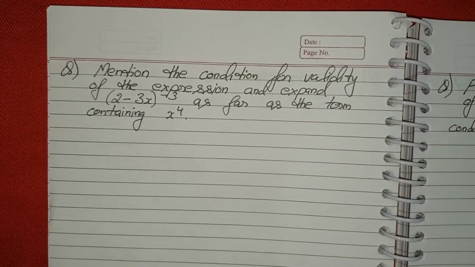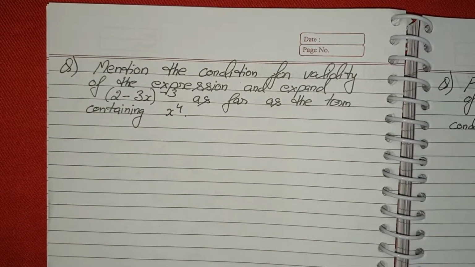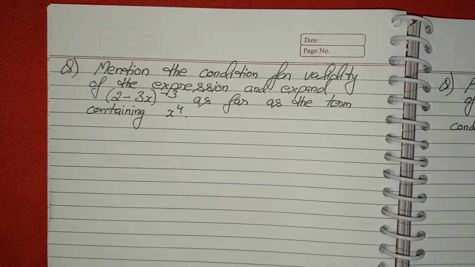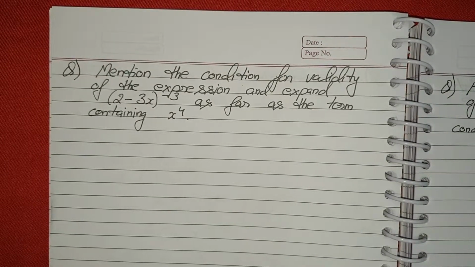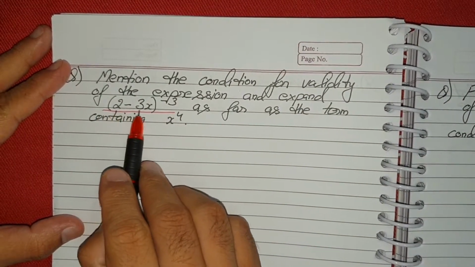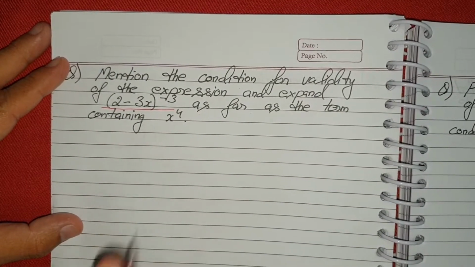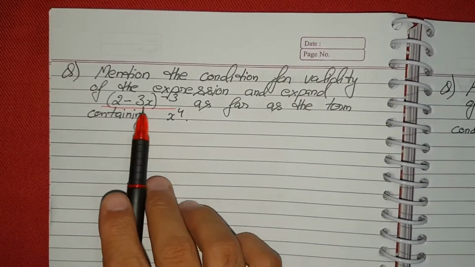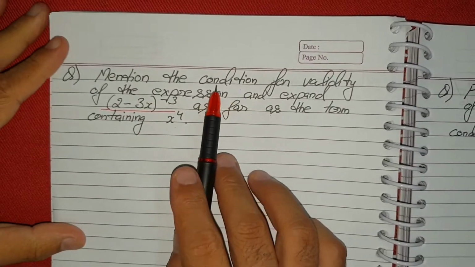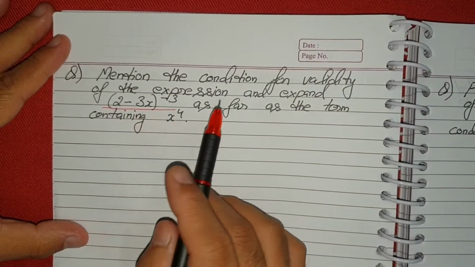Now moving on to some questions. Our first question is, mention the condition for the validity of the expression and expand 2 minus 3x to the power minus 3 as far as the term containing x to the power 4. So you have to tell the condition and then expand this expression 2 minus 3x to the power minus 3.